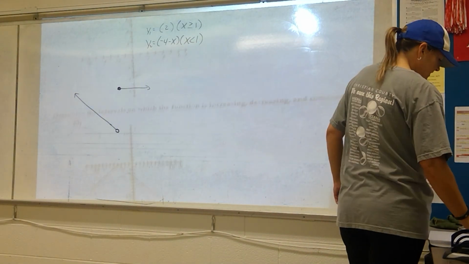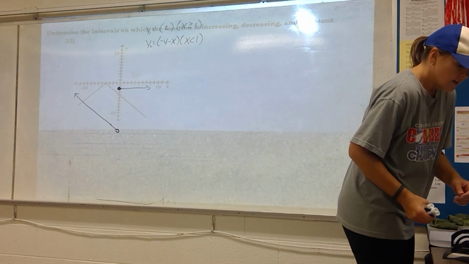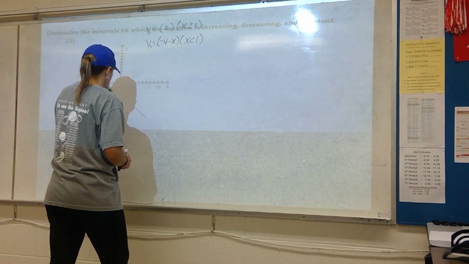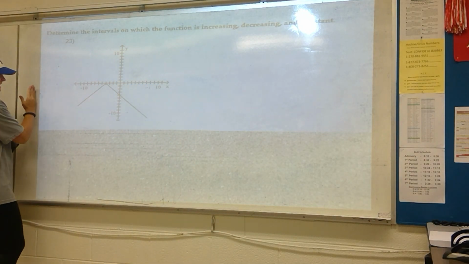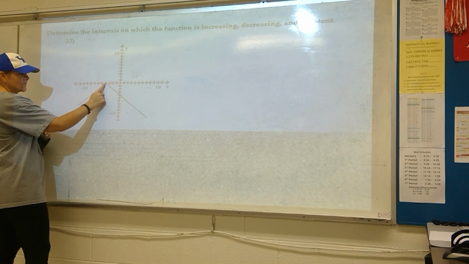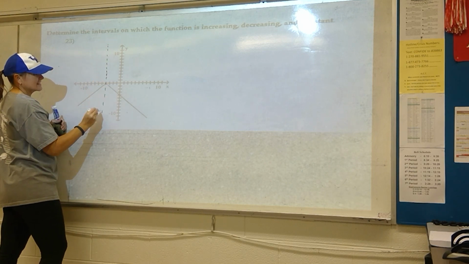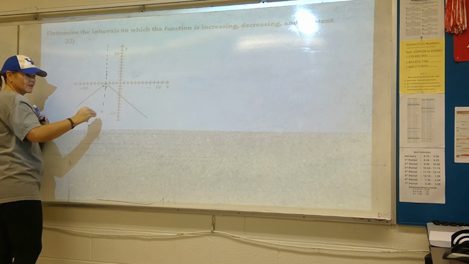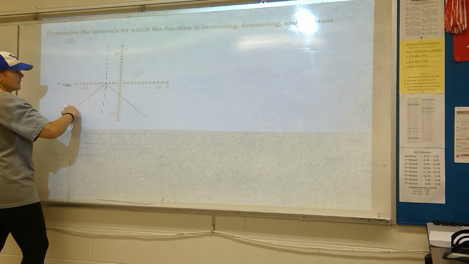All right, number 23 says determine the intervals on which the function is increasing, decreasing, constant. Well, this function is an absolute value function. So you read left to right. So from -infinity, as you come along, the graph is increasing until you get to this x value. At -4, the graph changes from increasing to decreasing. Okay, we're not looking at y values, we're looking at x. So from -infinity to -4, the function's increasing.